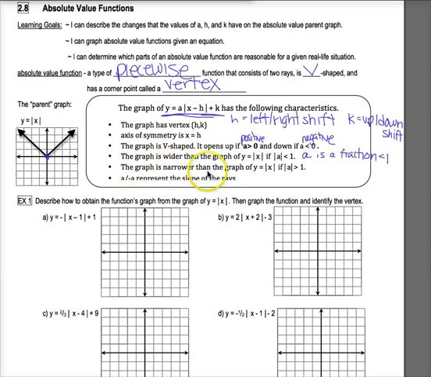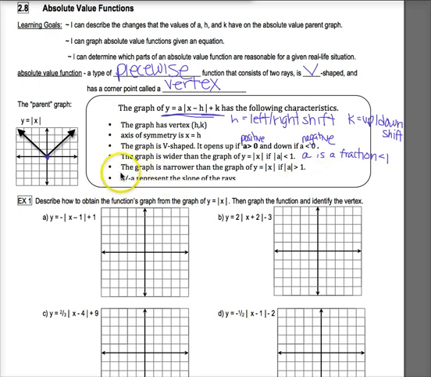The graph is going to be narrower if your A value, again, we're not looking at the sign, we're just looking at the number itself. If that number itself is an integer that's bigger than 1, so if you have 2, 3, 4, 5, so on and so forth, those are whole numbers or fractions that are bigger than 1, then the graph is going to be narrower or skinnier.